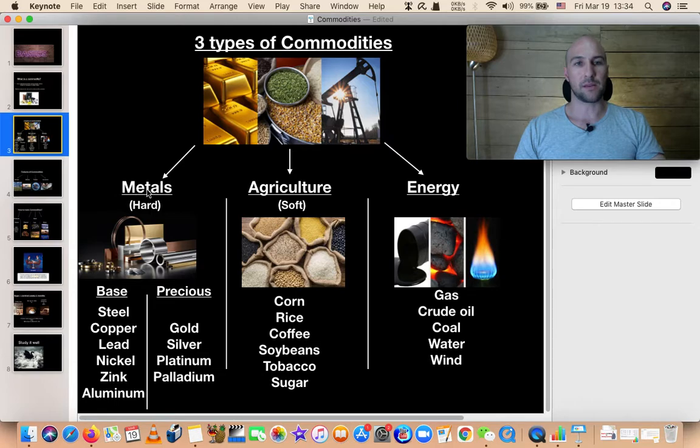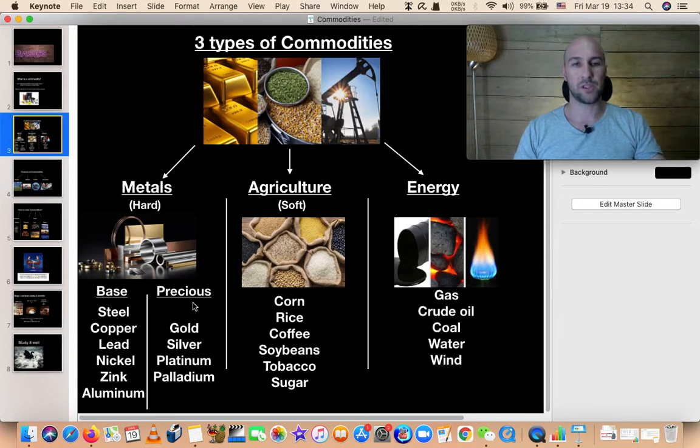You get the metals, which are also known as hard commodities. You get agriculture, known as soft commodities, and then you get the energy sector that provides energy for us on a daily basis. When you get to the metals, you get base metals and precious metals. Base metals are steel, copper, things that you use to get electricity, lead to make batteries, nickel, zinc, aluminium, or aluminum, wherever you are in the world, to make window frames. These are your base metals.